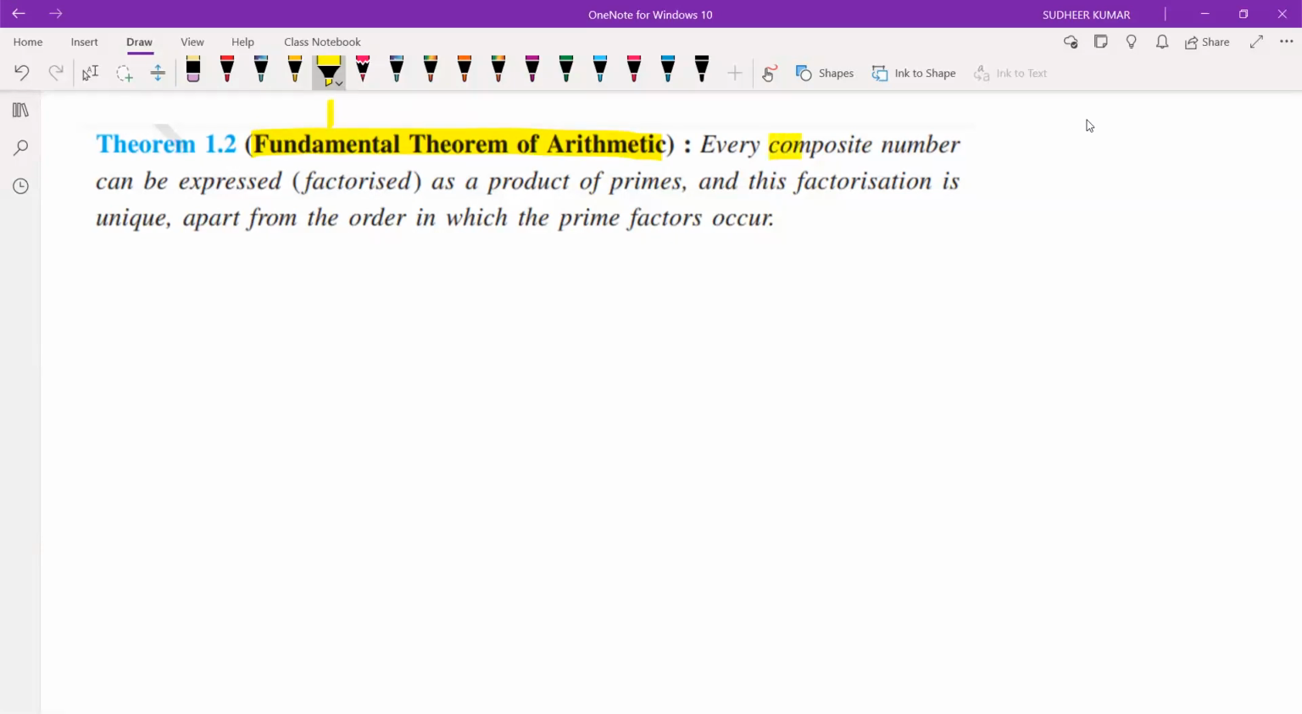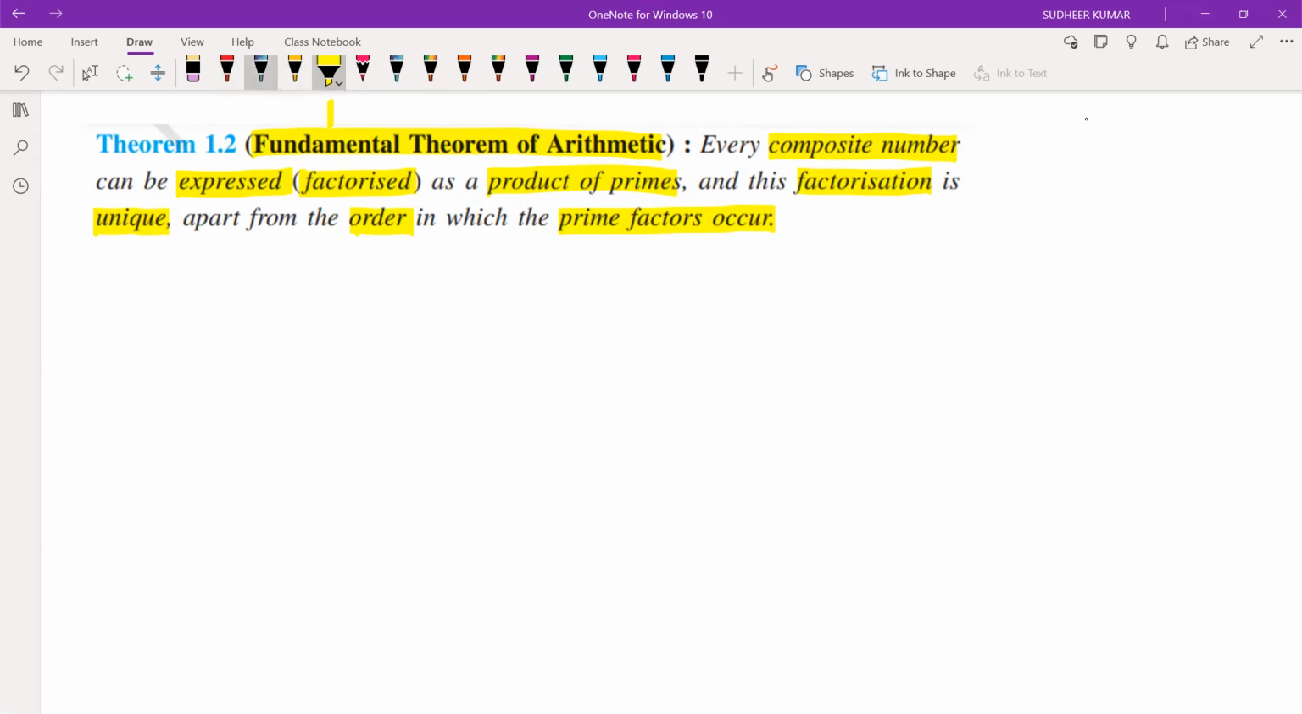Every composite number, first let us recall what a composite number is, can be expressed or factorized as the product of primes. And this factorization is unique, in the sense it is possible in only one way, apart from the order in which the prime factors occur. So order is immaterial, but we can express it in only one way. What it is, we'll discuss.